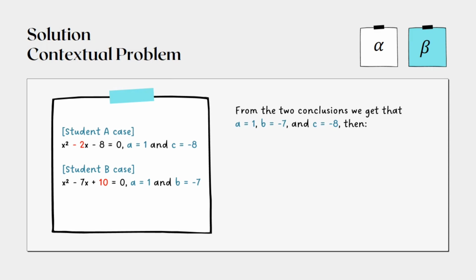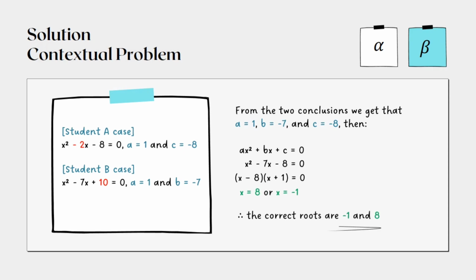Okay, now we substitute the values of a, b, and c into the general form of the quadratic equation. Then the equation becomes x squared minus 7x minus 8 is equal to 0. By factoring the quadratic equation, we get (x minus 8) times (x plus 1) is equal to 0. So the correct roots are -1 and 8. Yay! The problem is solved!